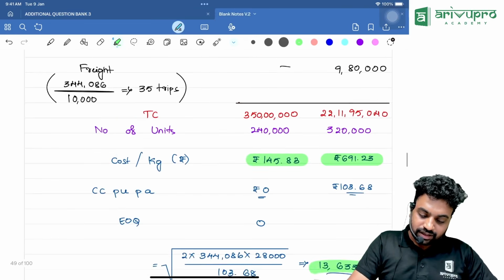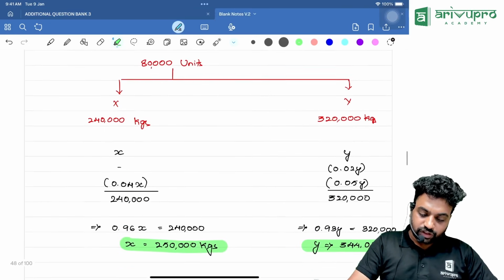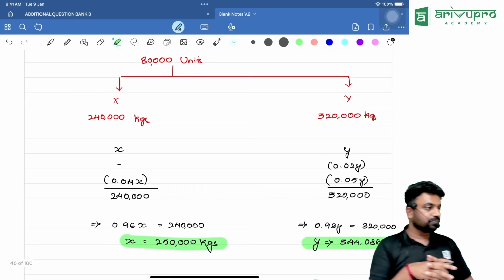Mark it as LMR, and that's how you are going to compute. If you want, you can take photos of this.